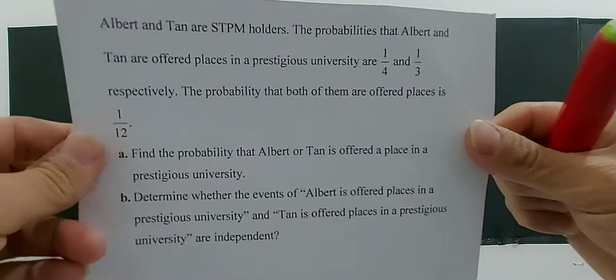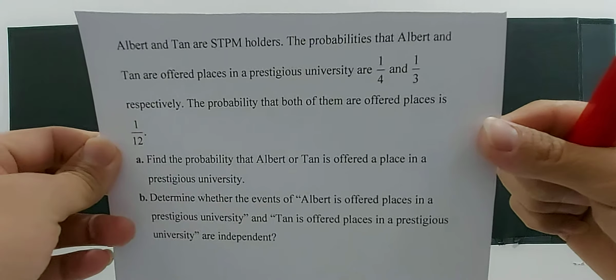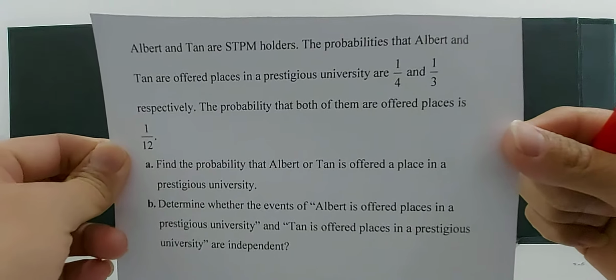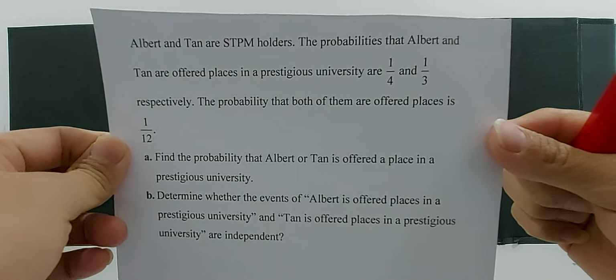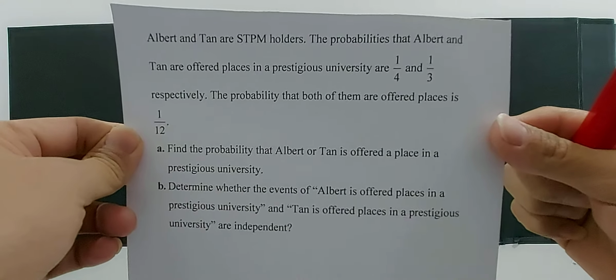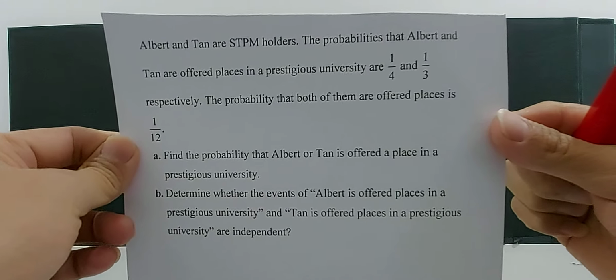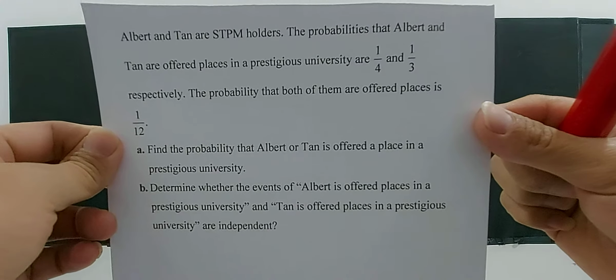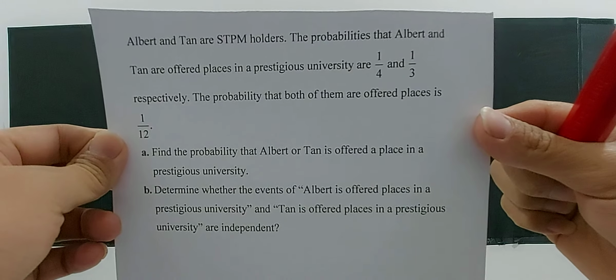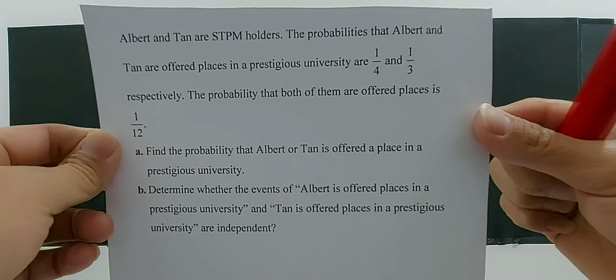Alright, let's look at this question. Read the question and try the question. Albert and Tan are STPM holders. So the probability that Albert and Tan are offered places in prestigious university are 1/4 and 1/3, right?